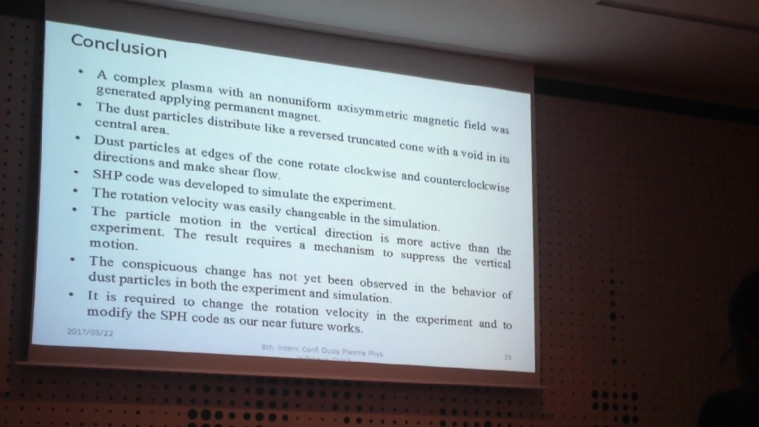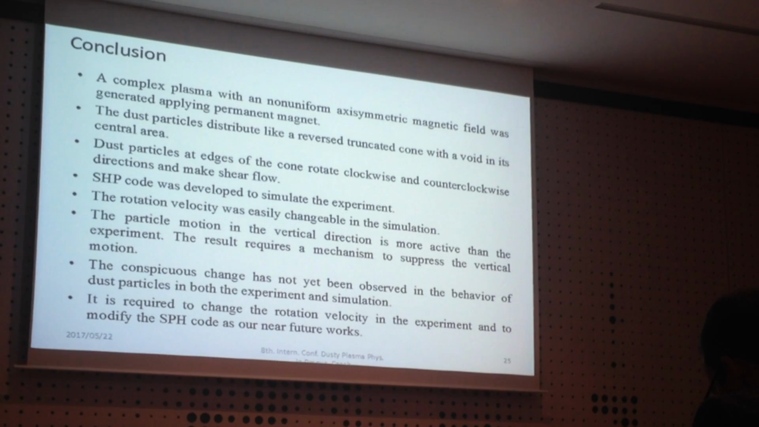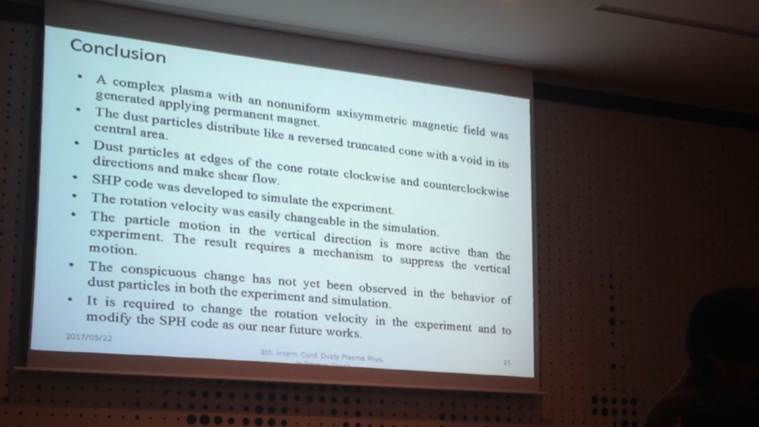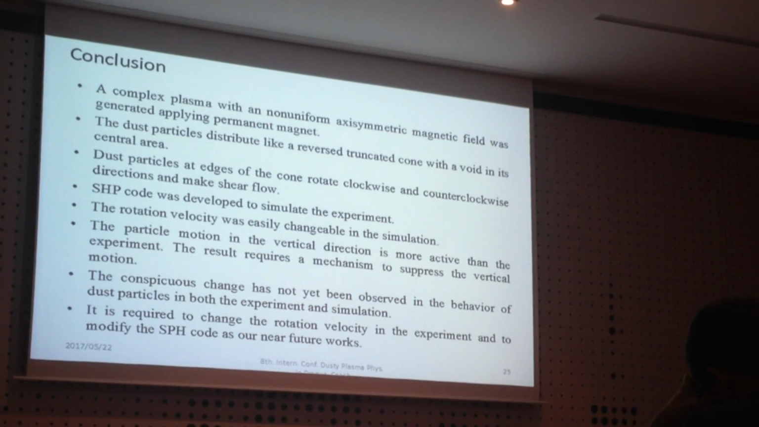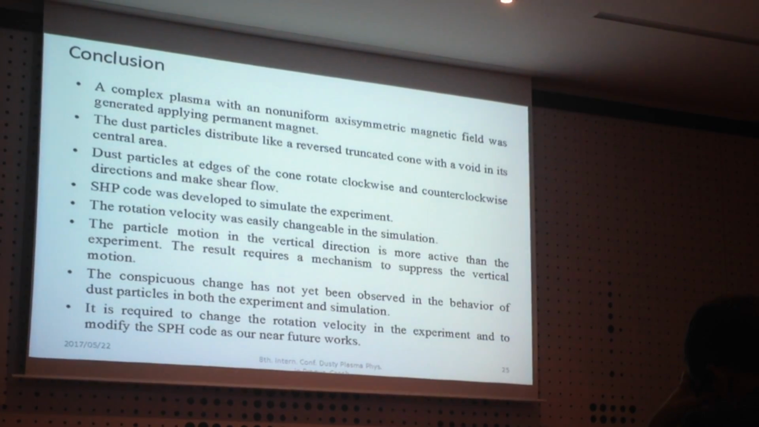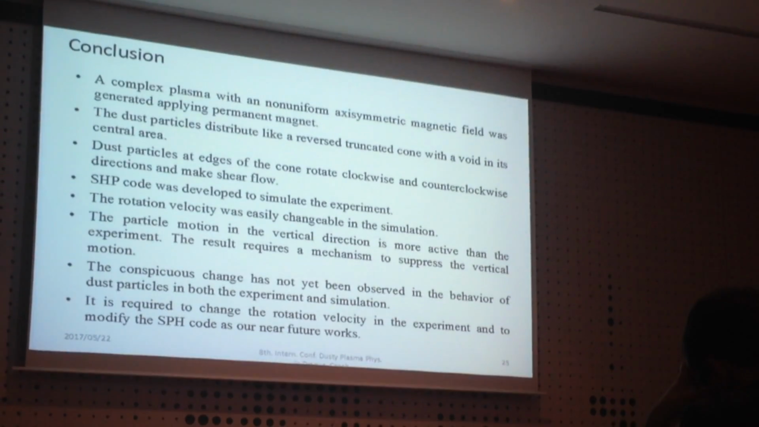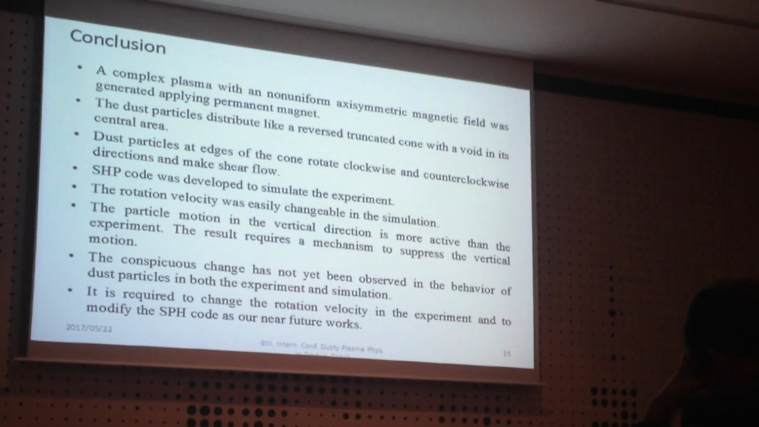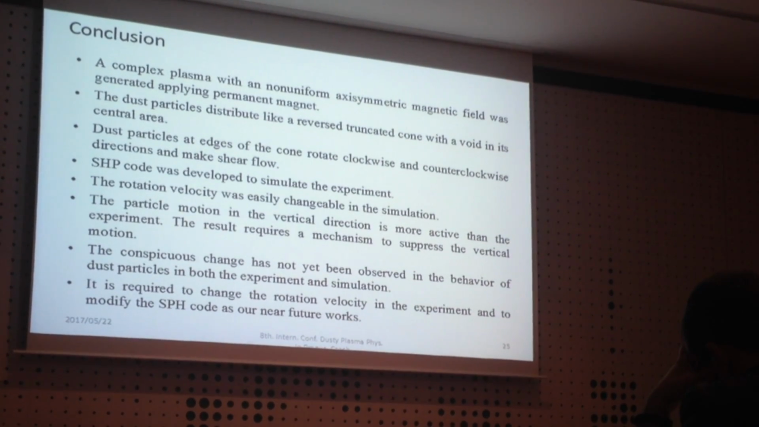Okay. And in your experiment, are the ions magnetized? What was the Larmor radius for the ions? The ion Larmor radius is about 5 centimeters or so. 5 centimeters or more, as compared to the size of the rotating plasma, right? It's larger. It's larger.